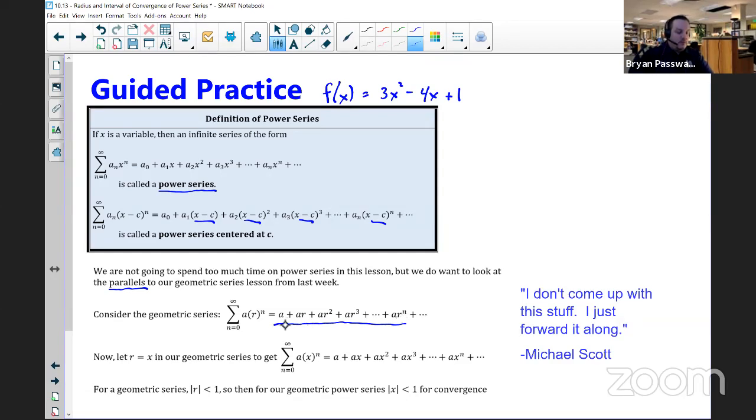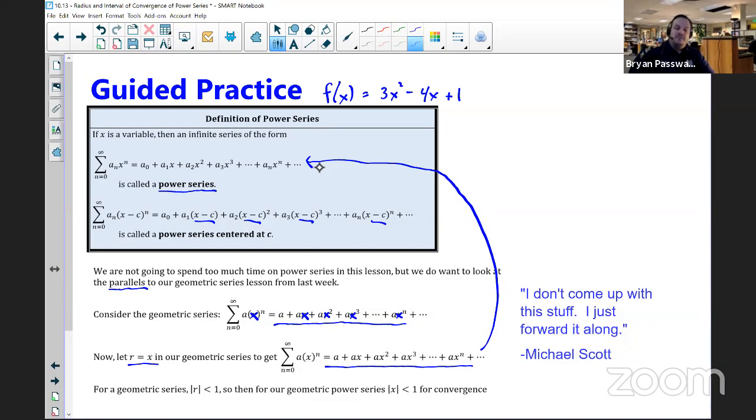Now, if we let every R become X in this geometric series, if I just replace all those R's with X's here, we get this. And that looks a lot like what we had up here, doesn't it? It's basically a geometric example of a power series.